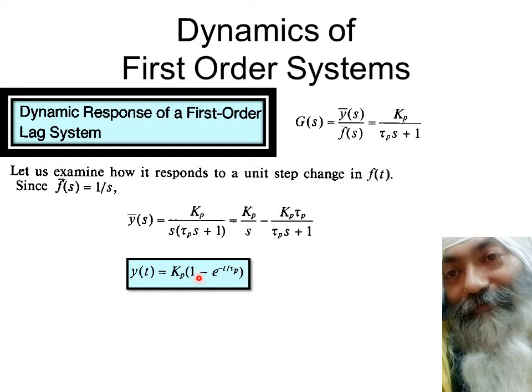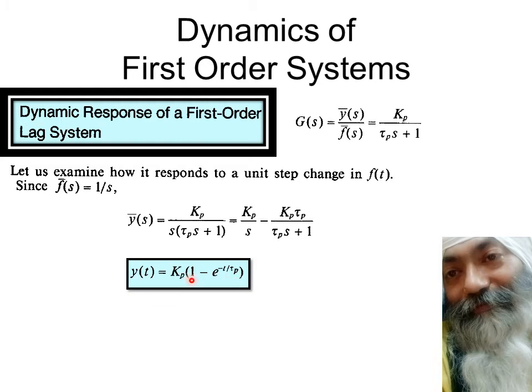It's an exponential charge build-up. It's going to saturate at 1, because if I put t equal to infinity, this entire term will become 0, and y(t) will be equal to Kp. Or if I divide y(t) by Kp, that is normalized, then y(t) upon Kp at t equal to infinity will be unity. This is what we get. It's going to contain itself at 1. It's not going to become infinity.